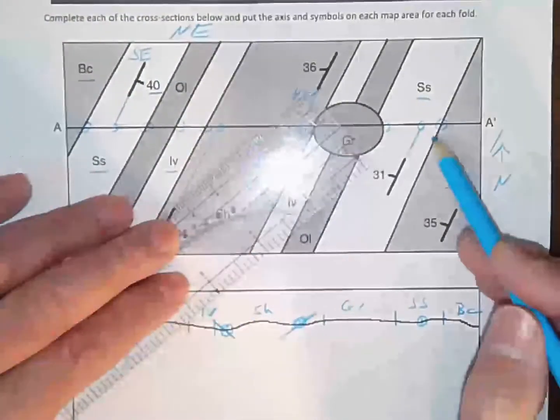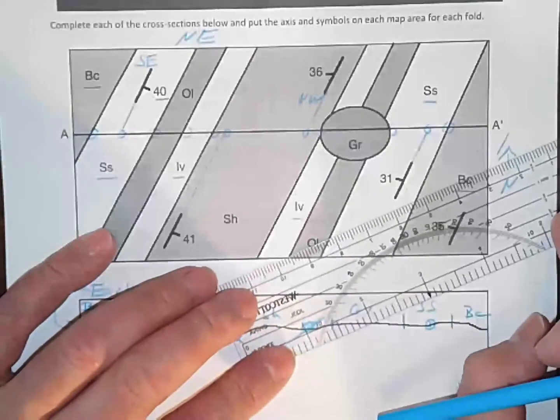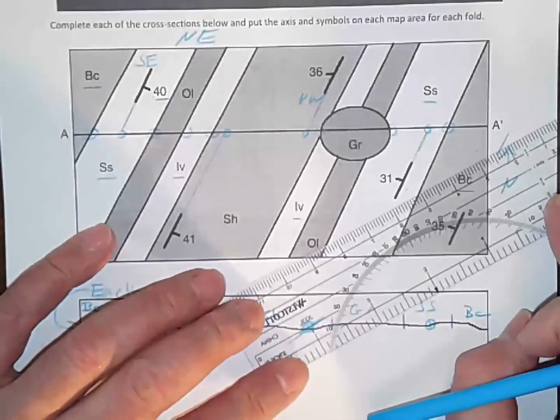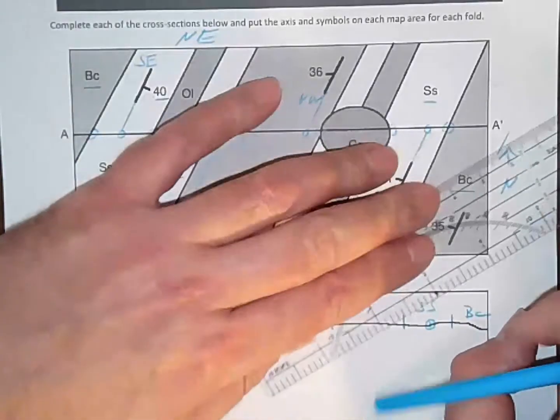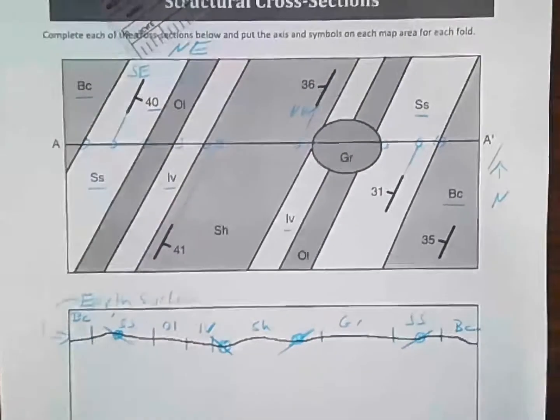One more in here, 31, which is well over here. Line up our protractor. Again, don't sweat the protractor too much. Boom. We're done.